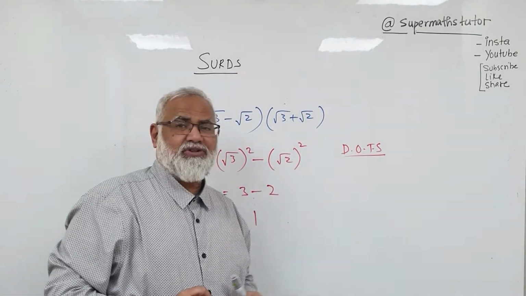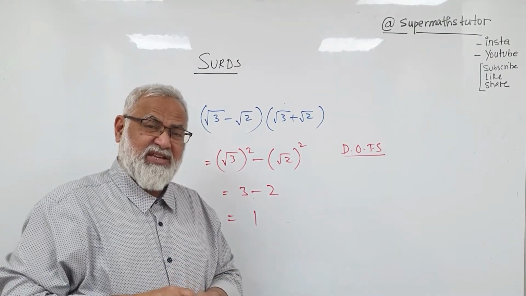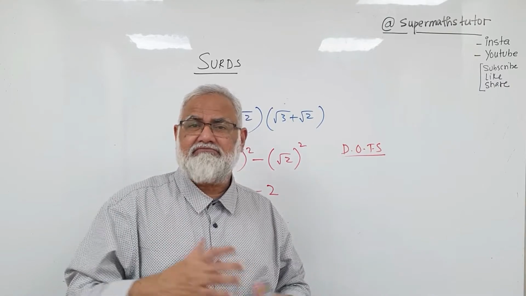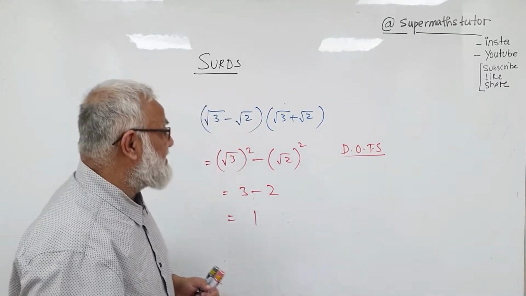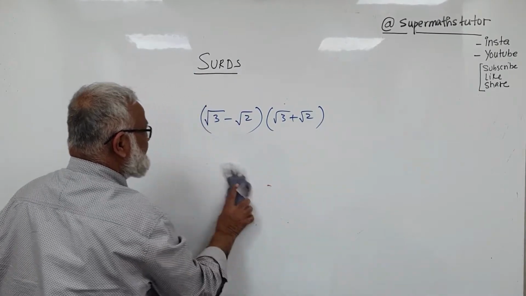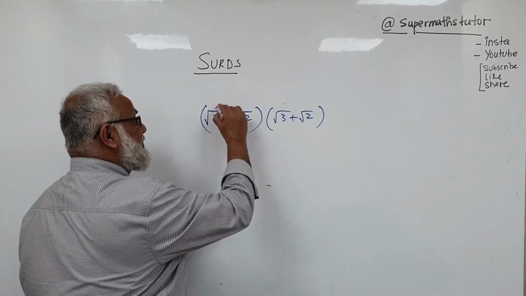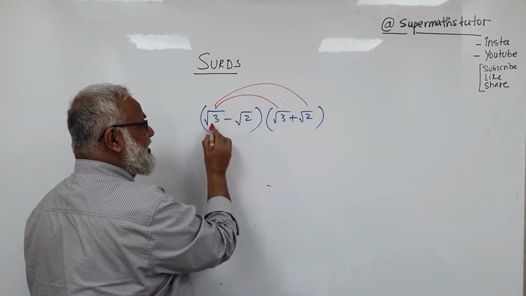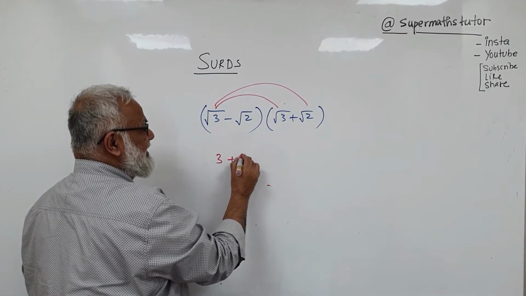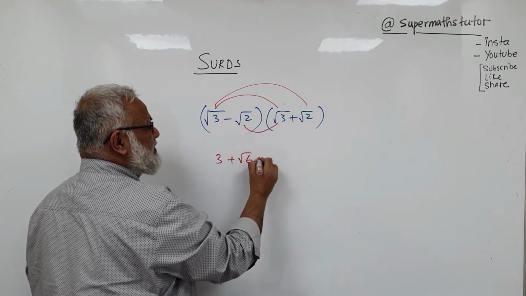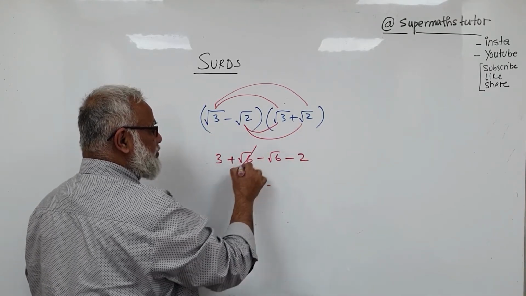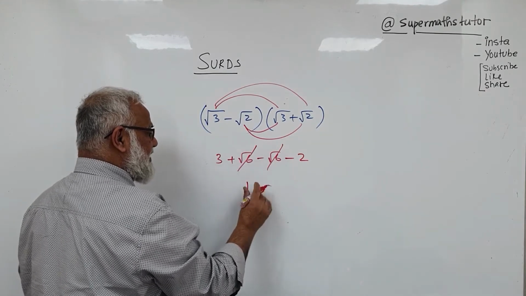Suppose you don't know DOTS, you say, sir, I don't remember at the time, there's a panic, I'm stressed, I can't remember the DOTS. Then just use the normal method. The normal method is you times the first with the first and second. So root 3 times root 3 is 3. And root 3 times root 2 is plus root 6. Root 2 times root 3 is minus root 6 and minus 2. These cancel. 3 take away 2 is 1.